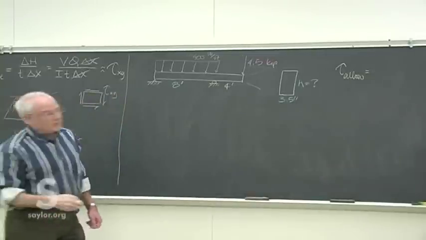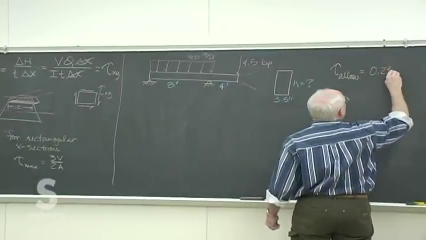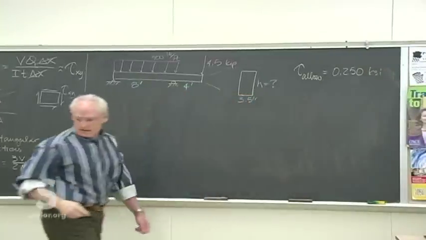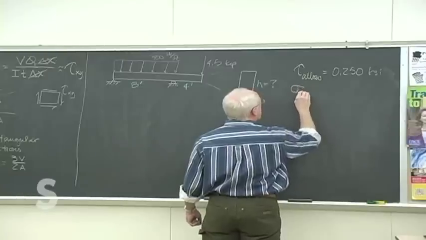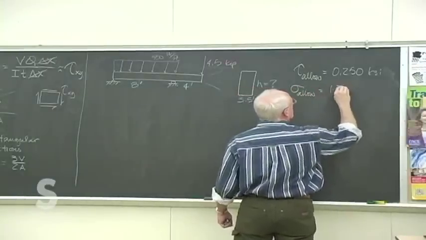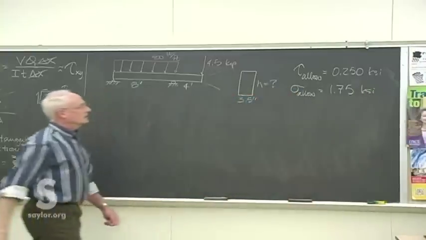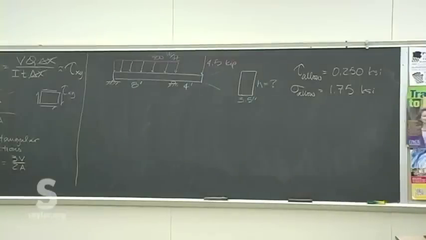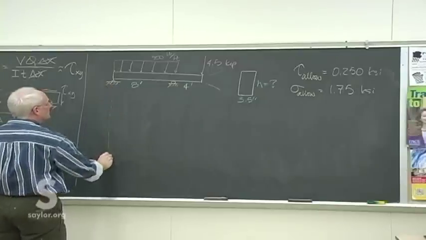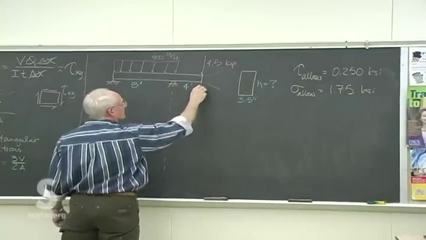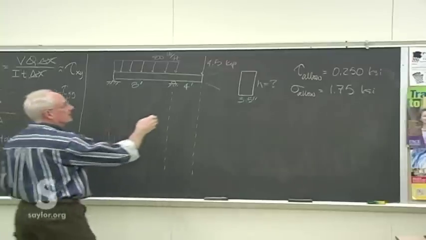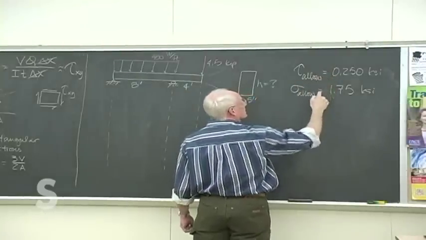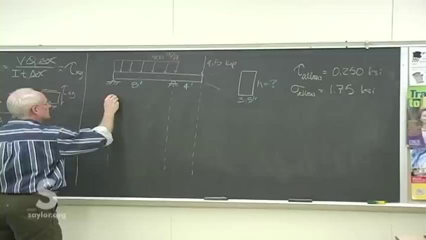Meeting these design restrictions: allowable shear stress of 0.250 ksi and allowable normal stress of 1.75 ksi. So we're getting more capability now of designing a good cross section, because we can deal with it not only in terms of bending, but in terms of longitudinal shear as well. Okay, so we need to know what the maximum shear is to avoid that trouble. We need to know what the maximum moment is to avoid that trouble.